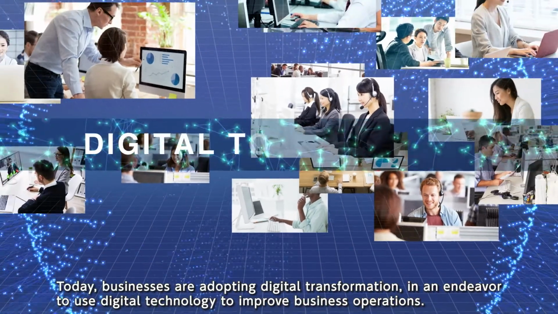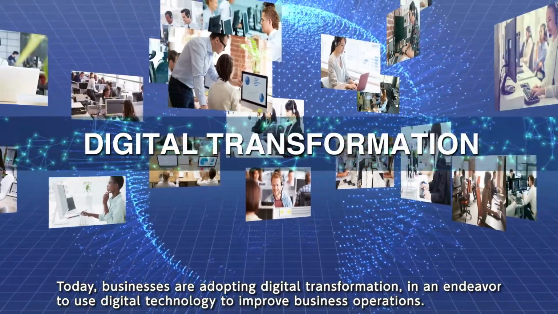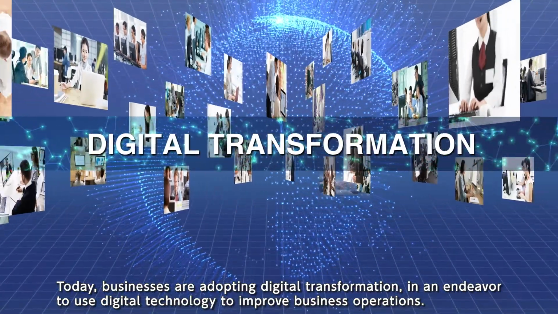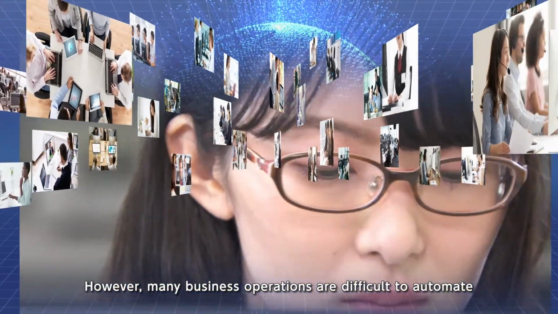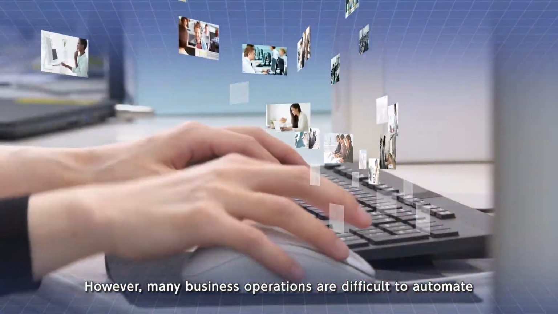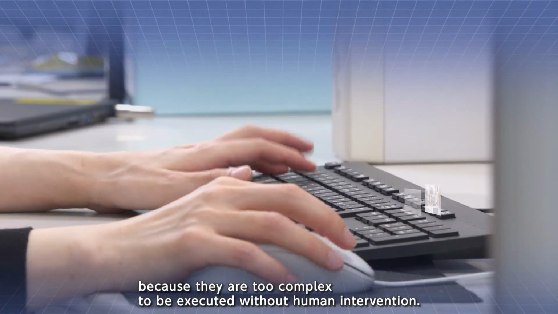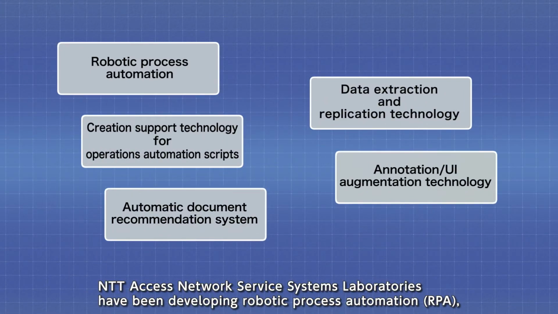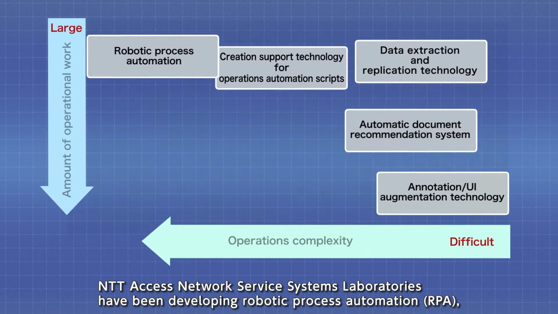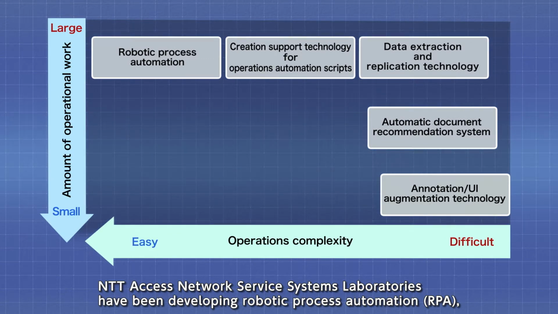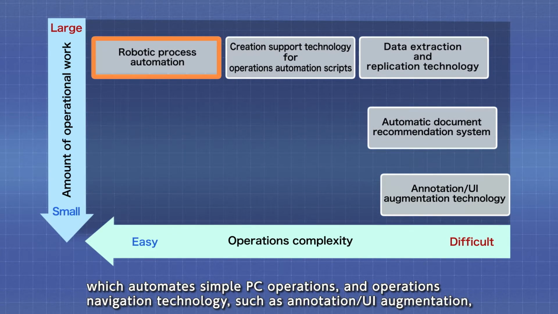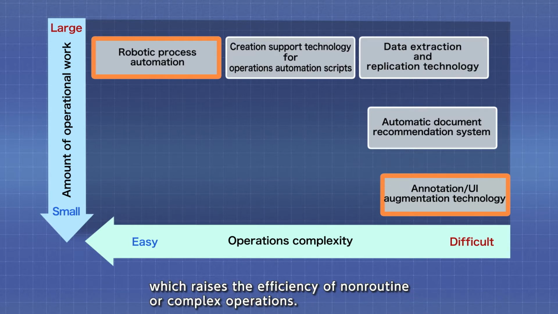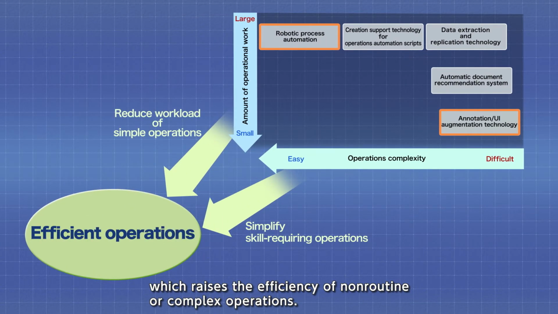Today, businesses are adopting digital transformation in an endeavor to use digital technology to improve business operations. However, many business operations are difficult to automate because they are too complex to be executed without human intervention. NTT Access Network Service Systems Laboratories have been developing robotic process automation, RPA, which automates simple PC operations, and operations navigation technology, such as annotation UI augmentation, which raises the efficiency of non-routine or complex operations.